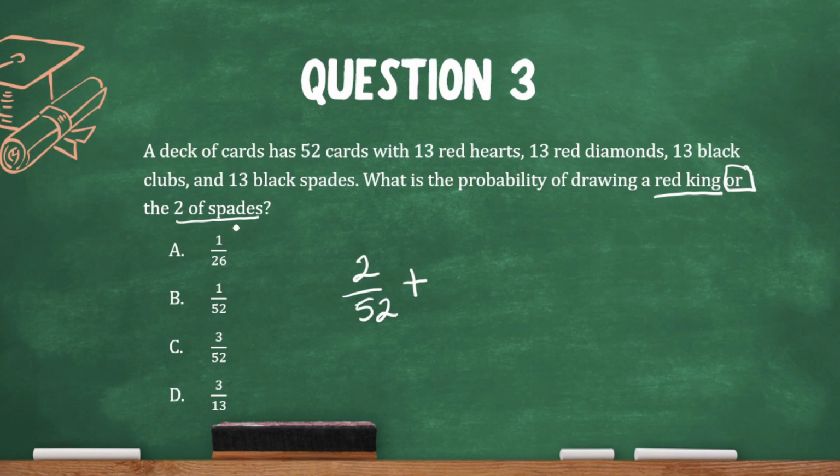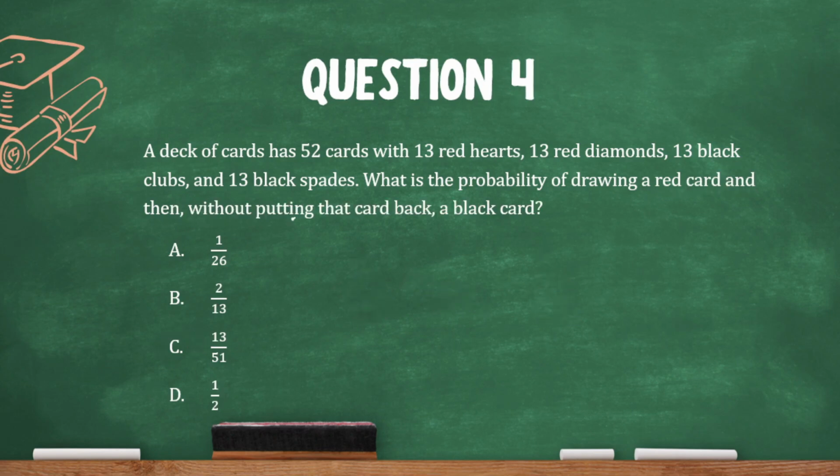And the 2 of spades, there's only 1 of those. So that's 1/52. And remember, when we're adding fractions, once we have a common denominator, which we do, we can add the top and keep the bottom the same. So our probability of drawing a red king or the 2 of spades is 3 out of 52, C.